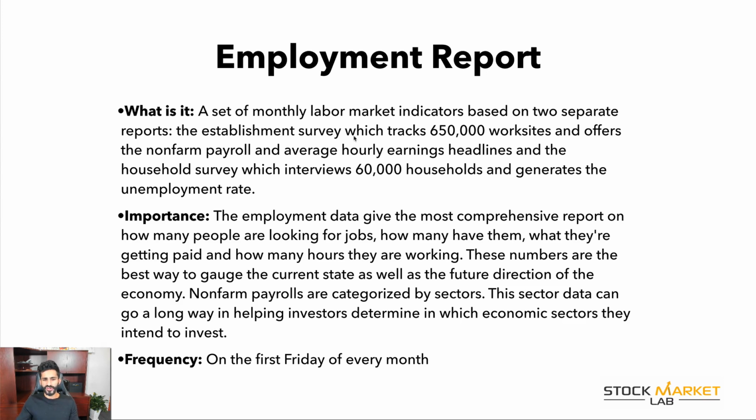The Establishment Survey, which tracks 650,000 work sites and offers the non-farm payroll and average hourly earnings headlines, and the Household Survey, which interviews 60,000 households and generates the unemployment rate. So the idea is that this gives us a report of how many people are looking for a job, how many have a job, how many need a job, what they are getting paid, and how many hours they are working. These numbers help us identify the future direction of the economy, right?